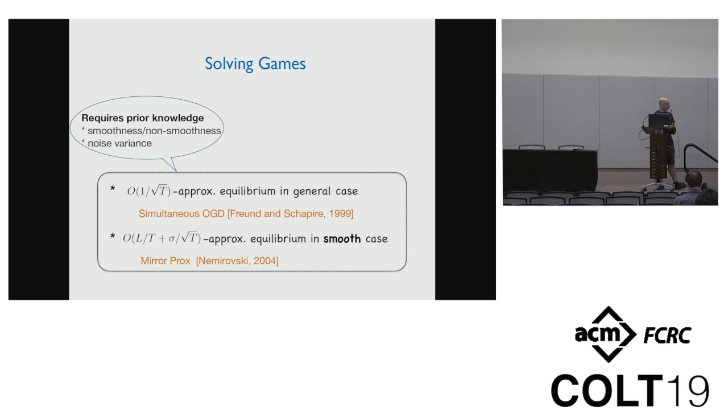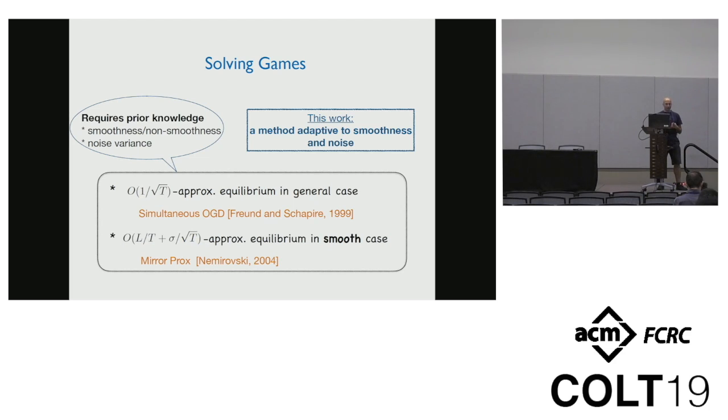So the issue with these methods is that in order to obtain these tight bounds, you have to know in advance whether the objective is smooth or not. And if the objective is smooth, you have to know the smoothness parameter L, and you have to know the variance of the gradients. So what we do in this work is come up with a new method that is based on the mirror Prox algorithm that doesn't have to know in advance this smoothness and noise properties of the objective, but it still provides you with the optimal bounds up to some logarithmic factor.